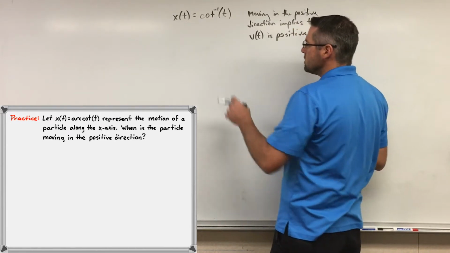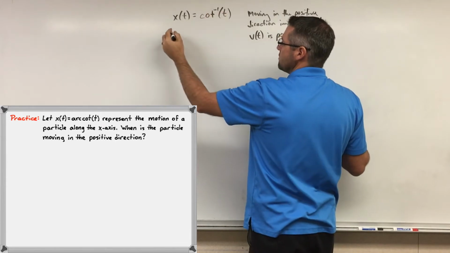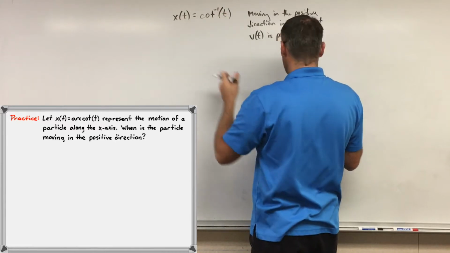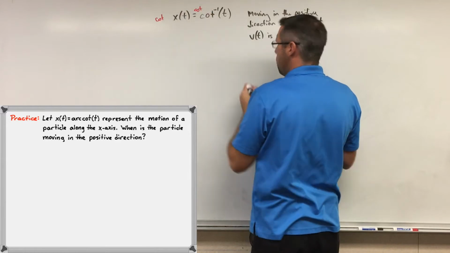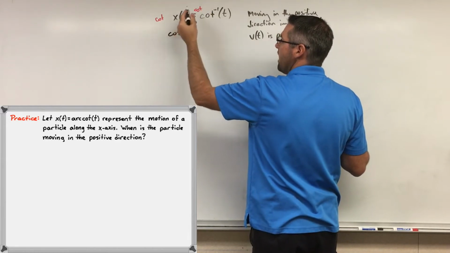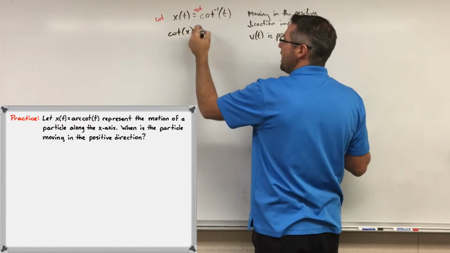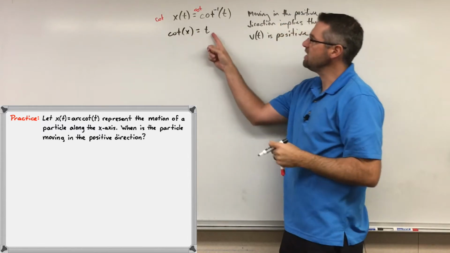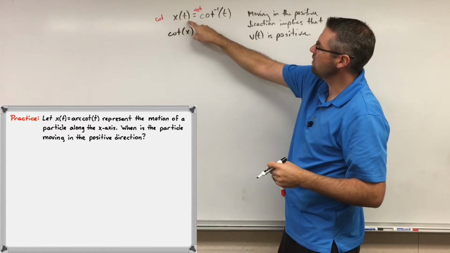Well, to do that, because this is an inverse function, let's get rid of the inverse. I don't like doing inverses. So I'm going to take the inverse of both sides. I'll take cotangent of both sides in order to get rid of that. So we're left with cotangent of x of t, I'll just say cotangent of x equals t, keeping in mind that t is our variable and x is the function. x is a function of time.